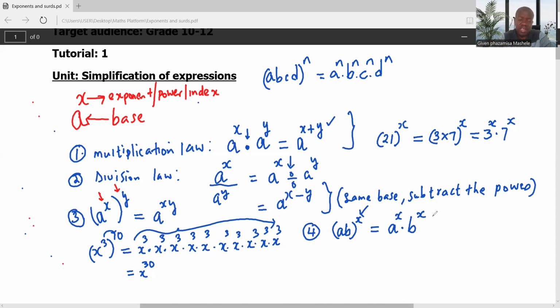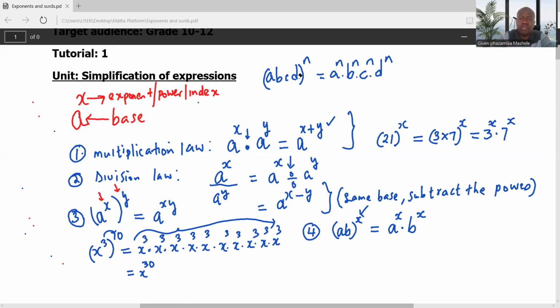It is very, very important to know the laws. We'll do a lot of questions relating to this, so you must be able to know this law. We have the multiplication law, the division law, and law number 3, which says if you have one base with multiple exponents or multiple powers, you can multiply those powers together. You don't add them, you multiply.